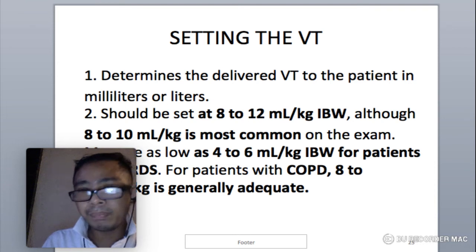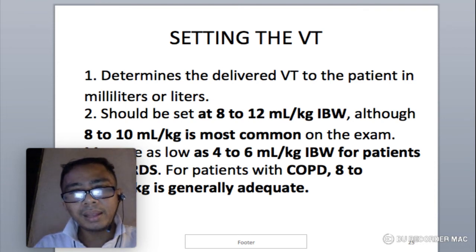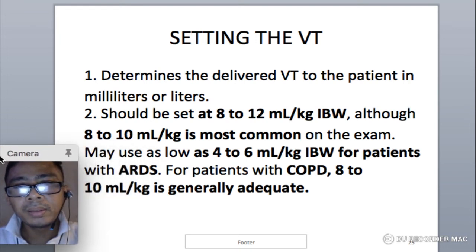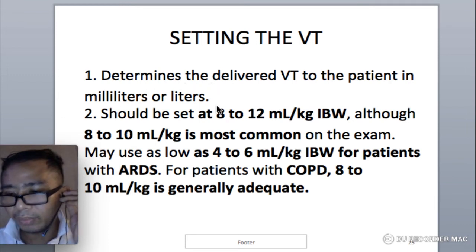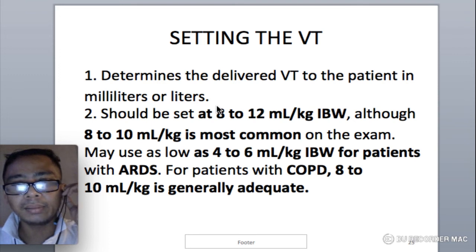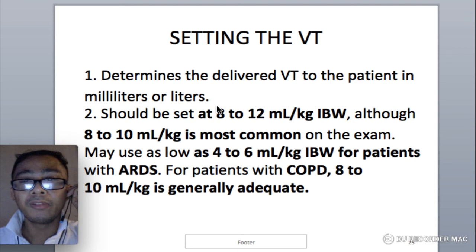It should be set depending on body weight and our condition. We have guidelines when we say tidal volume. The guideline for normal is 8 to 12, by the book, although 8 to 10 is the most common in practice. So we will stick to 8 to 10 for a normal lung condition. We may use as low as 4 to 6 in cases of patients with ARDS. So that's the magic number, 4 to 6 for patients with ARDS.